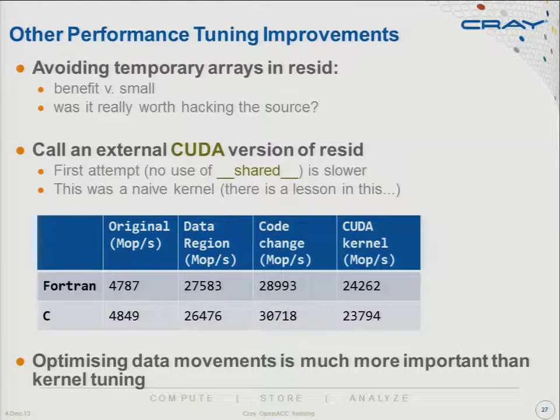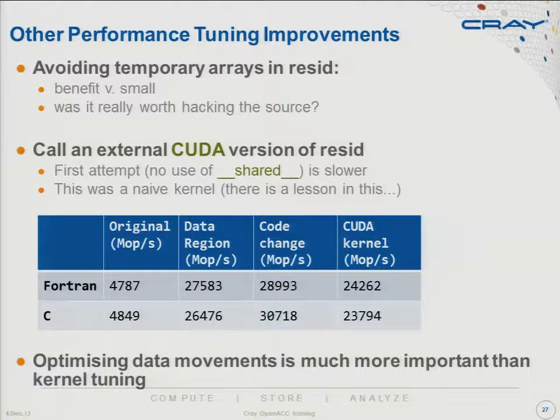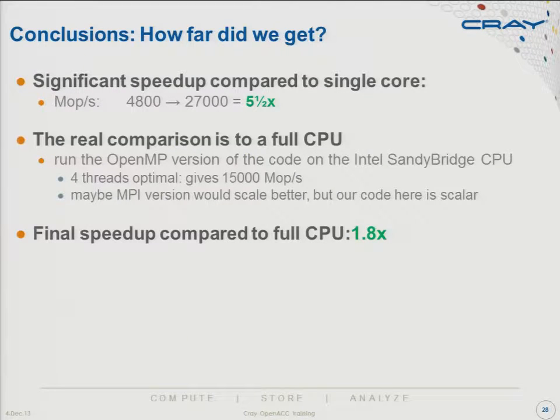So when I did my own code, I did some code changes. I got a bit of a speed up here compared to just the data region. Here I did some optimizations in the resid. When I tried my CUDA kernel, I managed to make it go slower. But the main point here is that optimizing the data movements was far more important than any tweaking of the kernel scheduling that I did. Overall, I got a speed up of about 5.5 times. Code is quite memory bandwidth bound, so 5 is about what you'd expect compared to the complete CPU. But we were only using one CPU core there.